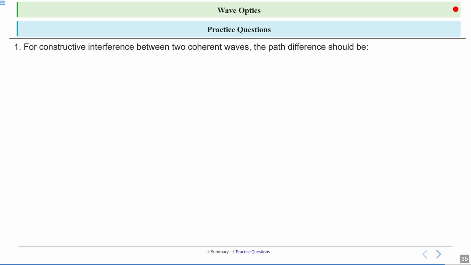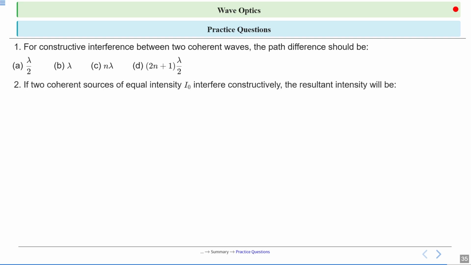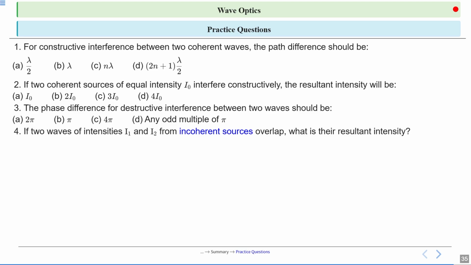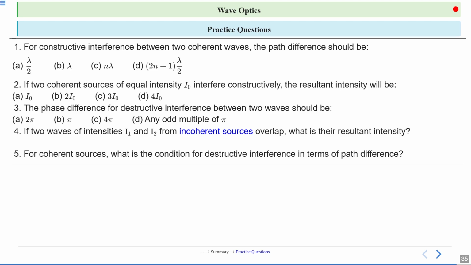Practice questions. For constructive interference between two coherent waves, the path difference should be lambda by 2, lambda, n lambda, or (2n plus 1) lambda by 2. If two coherent sources of equal intensity I naught interfere constructively, the resultant intensity will be I naught, 2 I naught, 3 I naught, or 4 I naught. The phase difference for destructive interference between two waves should be 2 pi, pi, 4 pi, or any odd multiple of pi. If two waves of intensities I1 and I2 from incoherent sources overlap, what is their resultant intensity? And last question, for coherent sources, what is the condition for destructive interference in terms of path difference?